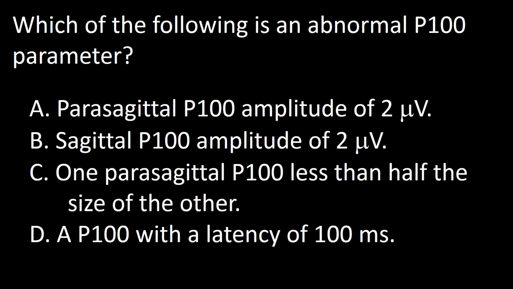The first question is, which of the following is an abnormal P100 parameter? A. Parasagittal P100 amplitude of 2 microvolts. B. Sagittal P100 amplitude of 2 microvolts. C. One parasagittal P100 less than half the size of the other. D. A P100 with a latency of 100 milliseconds.